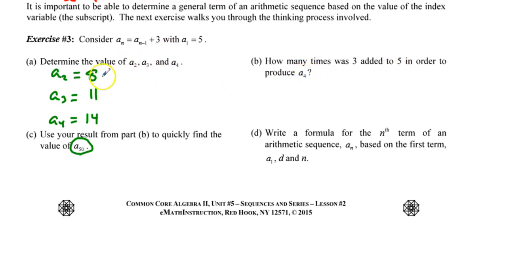Well, check it out. We add it once. Let's just write these out. So we have 5, 8, 11, 14. So it jumped once, twice, 3 times actually. To get to the fourth term, we needed to add 3 to 5 3 times.